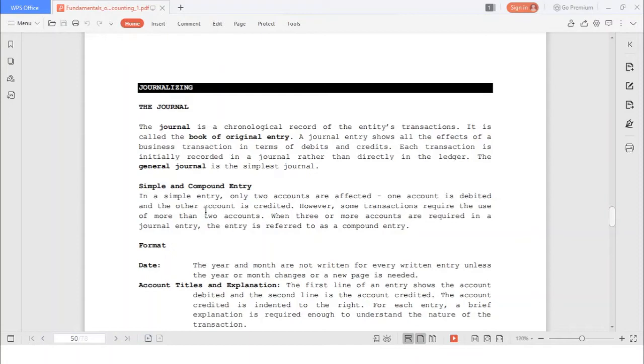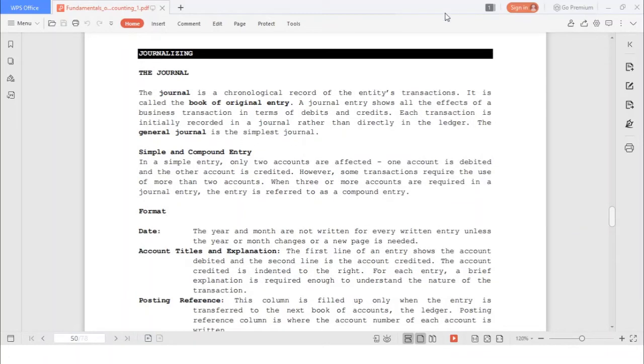Each transaction is initially recorded in a journal rather than directly to the ledger. The general journal is the simplest journal. Now, in accounting, remember we are using the double entry system of bookkeeping, so every transaction has a debit or credit. Again, your general journal is called the Book of Original Entries.